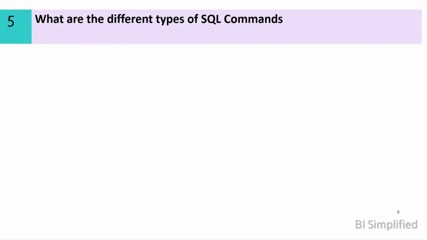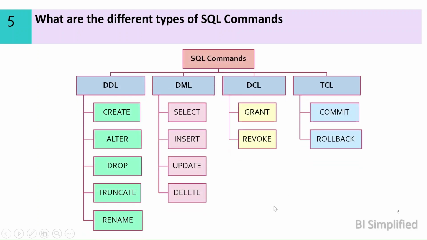What are the different types of SQL commands? And the answer is, so there are four types of SQL commands. First one is DDL, that is data definition language. Then DML, that is data manipulation language. Third one is DCL, that is data control language. And the fourth one is TCL, that is transaction control language.